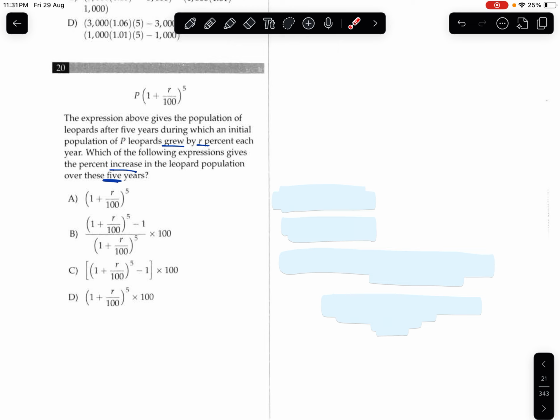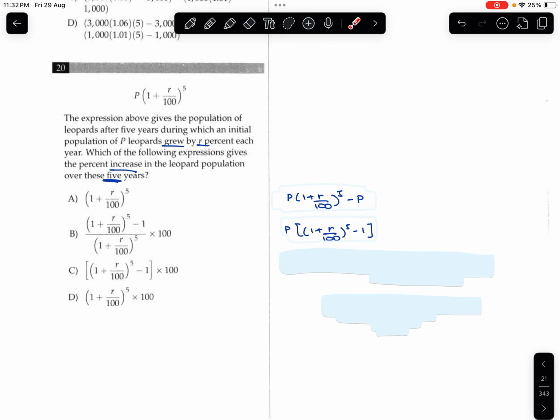The expression above gives the population of leopards after 5 years, during which an initial population of P leopards grew by R% each year. So this expression is giving the population after 5 years. Which of the following expressions gives the percent increase in the leopard population over these 5 years? So these guys want the percent increase. What are we going to do? The percent increase, if we're only looking at increase, we will do the total population after 5 years minus the original population P, if we want just the increase in the 5 years.